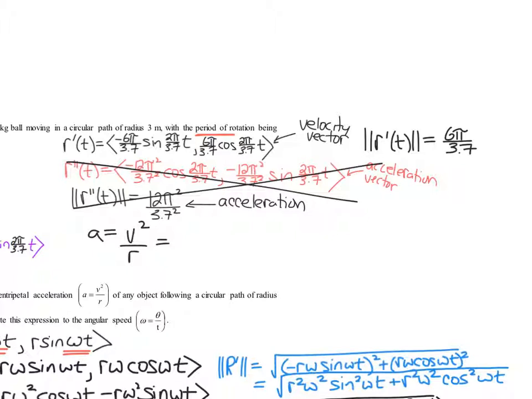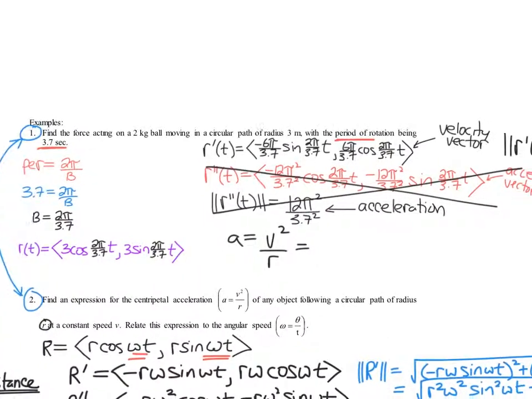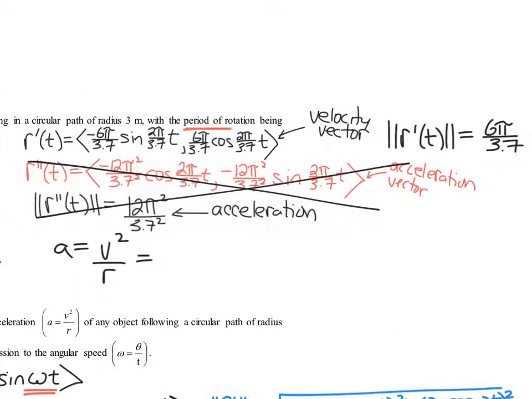All right, and that's for the same reason that these were r omegas and r omega squares. It turns out that when you're dealing with sines and cosines, it's just whatever the coefficient is. It's always going to simplify out to that. So that's going to be my velocity. So I'm going to square that and divide it by the radius, which we knew going in was 3. So I'm going to take my 6 pi over 3.7, square it, and divide by 3.